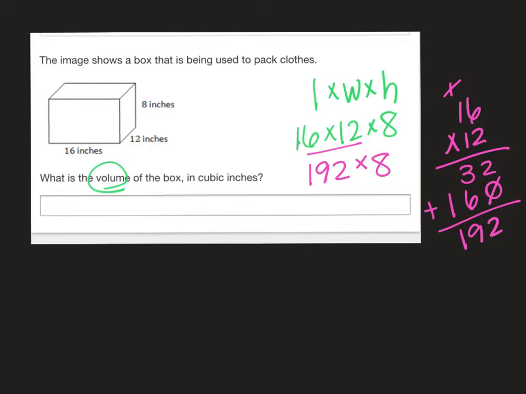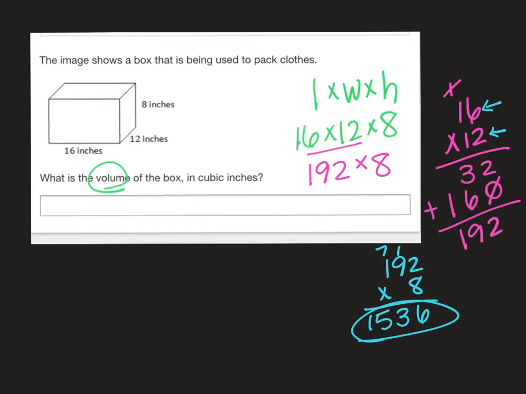8. I'm going to grab another color, and we're going to do 192 times 8. 8 times 2 is 16. 8 times 9 is 72, plus 1, 73. 8 times 1 is 8, plus 7 is 15. Now this is your final answer because now you've multiplied here was your first number, second number, and then your third number. You've multiplied all of them. So your final answer is 1,536 cubic inches, or inches cubed, however you want to say it.